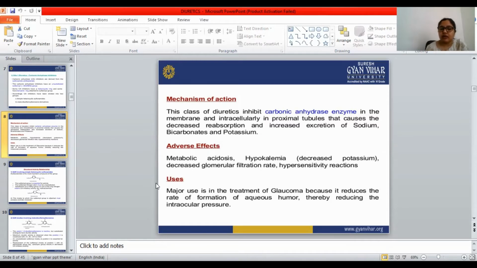Let's discuss the uses of the carbonic anhydrase inhibitors. The major use is in the treatment of glaucoma, because they reduce the rate of formation of aqueous humor, thereby reducing the intraocular pressure. So this is the common mechanism of action, common side effects, and common uses of the carbonic anhydrase inhibitors.